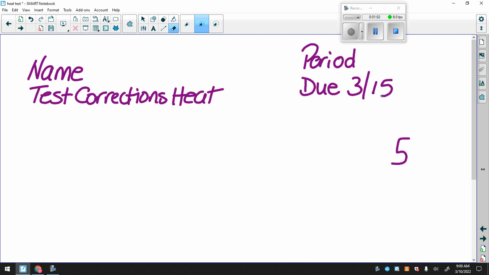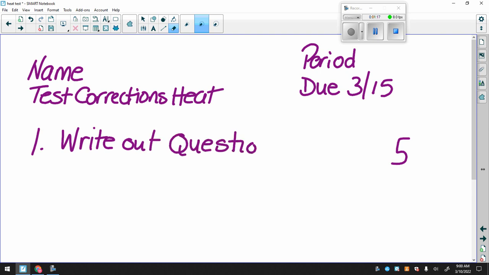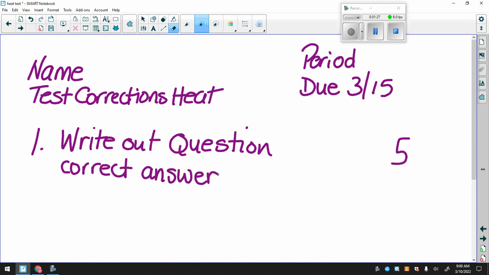Now, you look at the first question you got wrong. You have to write the whole question out. So number 1, you write out the question. You write the correct answer. The correct answer, please. Correct answer. And then why is it correct? I am going to give you the whys for this test. In the future, you're going to have to do the whys yourself.